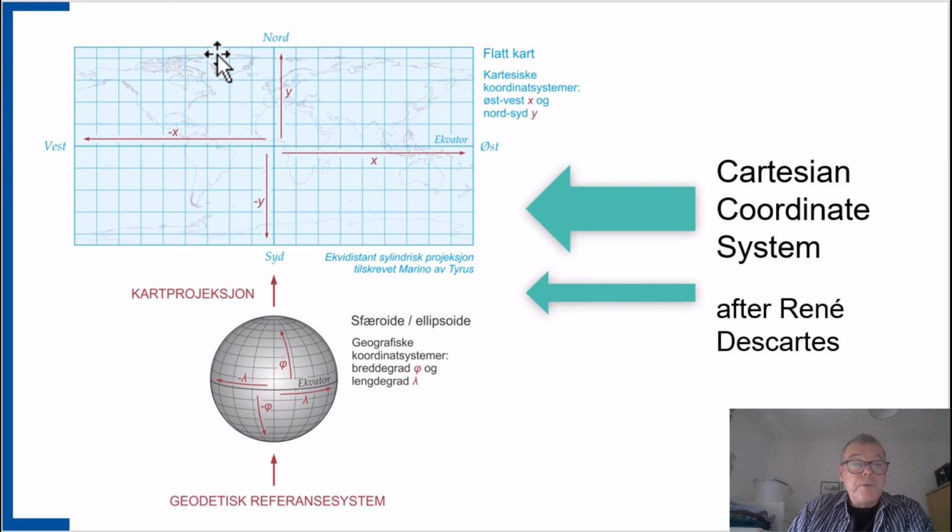But talking about UTM, that is indeed a Cartesian coordinate system, but it's also a map projection. So we will visit some of the principles of map projection. The Cartesian coordinate system comes from the philosopher René Descartes.